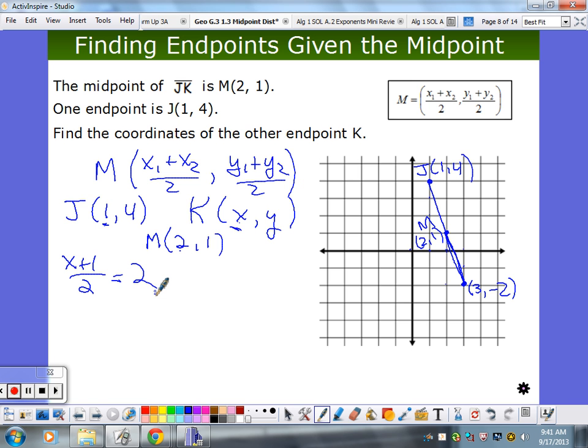What about with the y's? What's that going to look like?